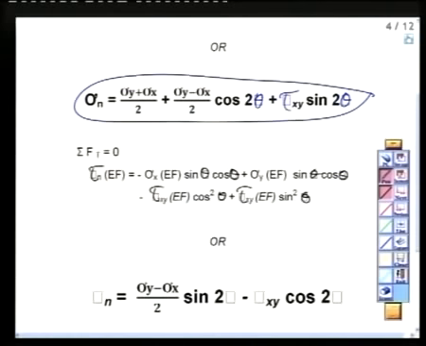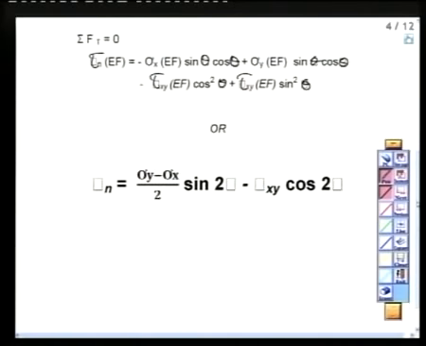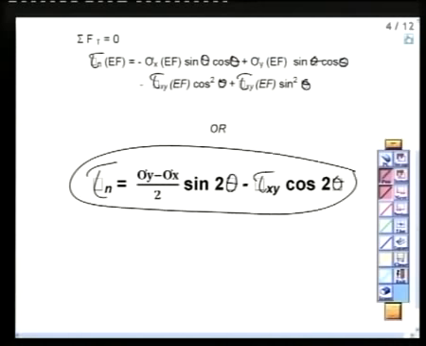Now, if we eliminate the similar portion of this equation, we end up with this equation. Tau n equals sigma y minus sigma x divided by 2 sine 2 theta minus tau xy cosine 2 theta. This is the second important equation.